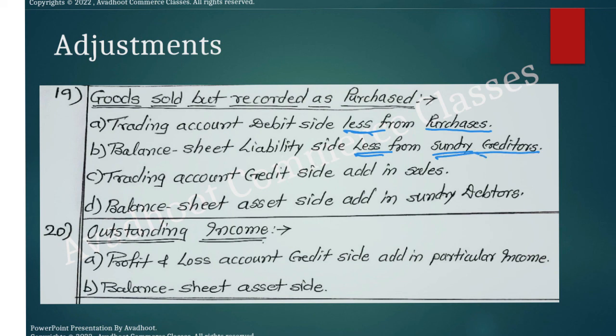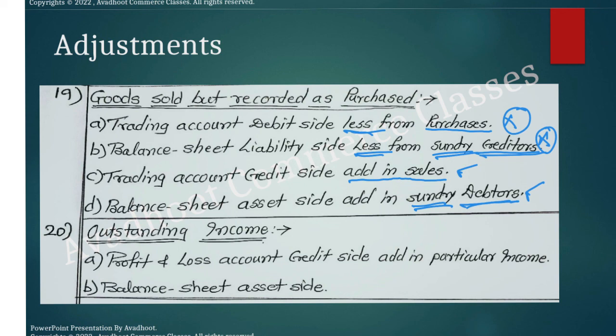Now, what is our correct entry? We have to add in sales, trading account credit side, and add in sundry debtors because your receivables are going to be increased. These two were wrong and we have to correct them, and therefore first we correct the wrong and then we pass the correct entry.